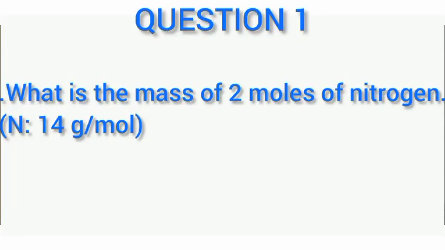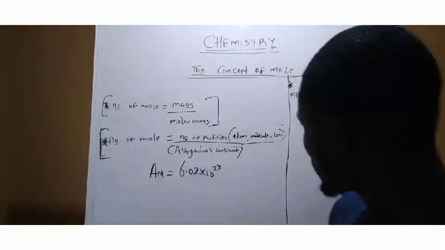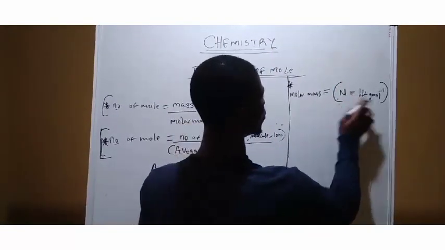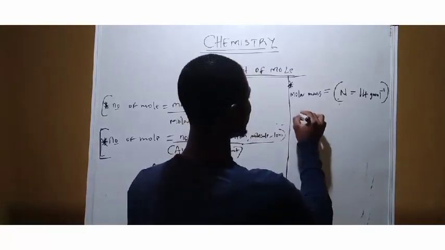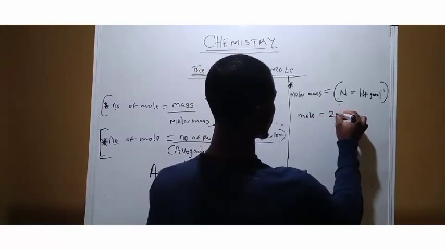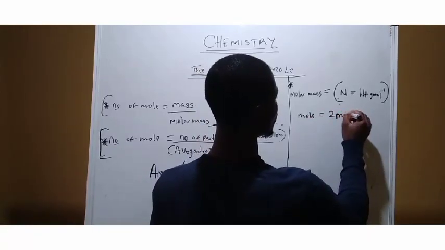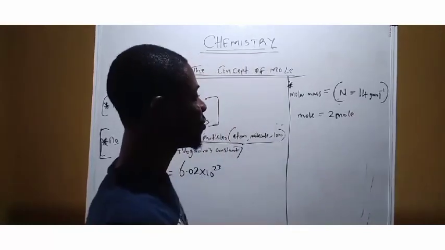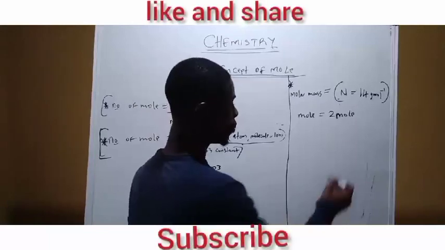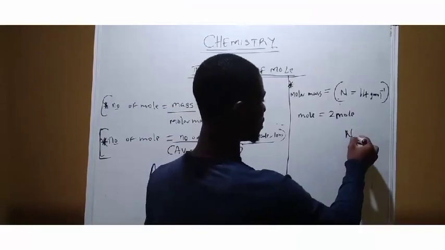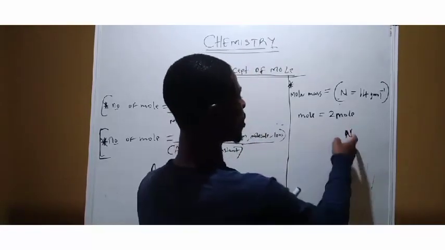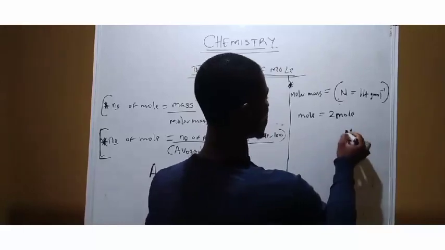The question says, what is the mass of 2 moles of nitrogen? From that question, we have the molar mass of nitrogen to be 14 grams per mole, and the moles of nitrogen is equal to 2 moles. We're asked to find the mass of 2 moles of nitrogen. But recall that nitrogen is a diatomic molecule. Remember atomicity; you can check out my other video on that. Nitrogen is one of the diatomic molecules, and it's always represented as N2.